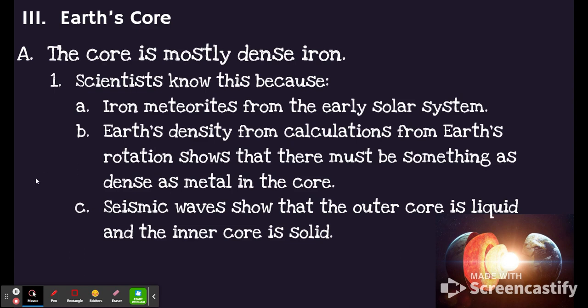Seismic waves show that the outer core is liquid and the inner core is solid. The reason for that is we've got those shadow zones where we don't have the seismic waves going through, because they can go through the solid, but they can't go through liquid or gas. And again, we know this inner core has to be solid because of the way that the waves travel, as well as the sheer density of the material.